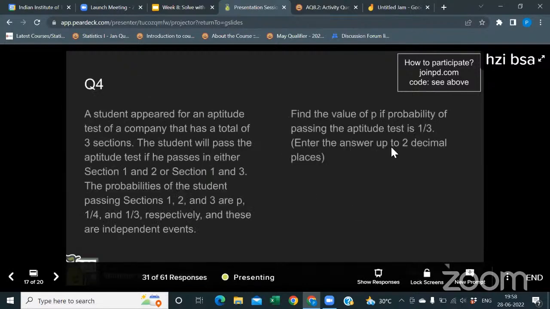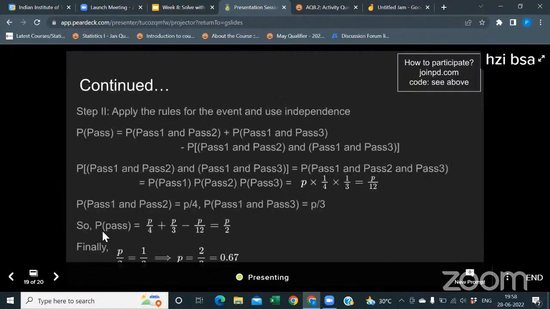How do we get this? Because in the question it is given that the probability of passing the aptitude test is 1 by 3. So the probability of passing is P by 2. Sir, in the last step, P of pass is equal to P by 4 plus P by 3 minus P by 12.